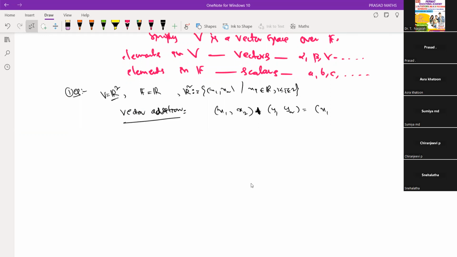Like you can take x1 plus y1, x2 minus y2. This is my operation for any two elements, where x1 comma x2 belongs to V and y1 comma y2 belongs to V. And the second one is the external operation. What is the external operation? It means scalar multiplication.